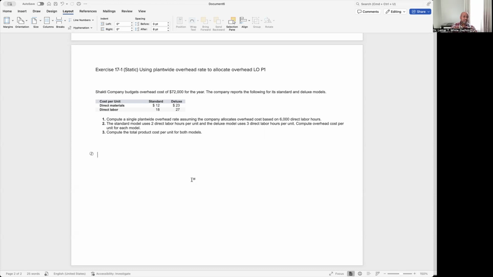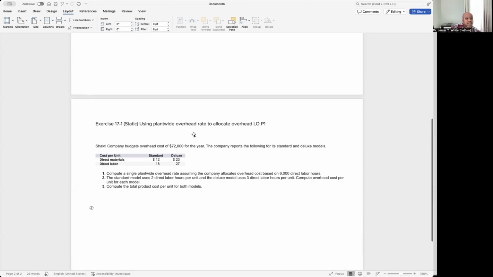labor hours. Part two says the standard model uses 2 direct labor hours per unit, and the deluxe model uses 3 direct labor hours per unit. Compute overhead costs per unit for each model. And then part four says complete the total product cost per unit for both models. And the total product cost would be your direct materials, your direct labor, and your overhead.